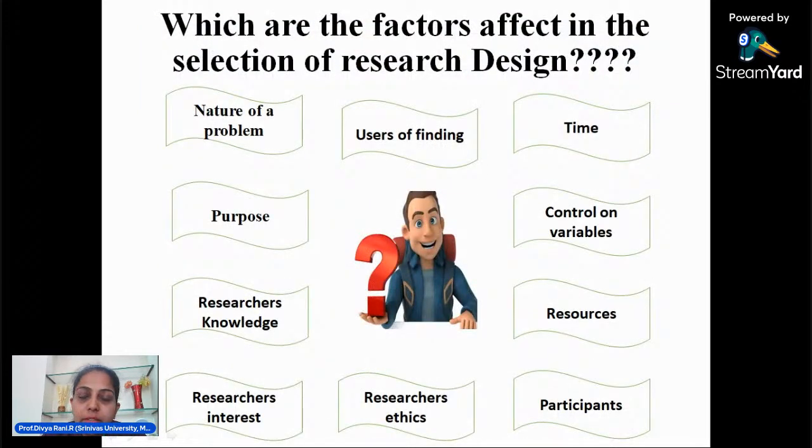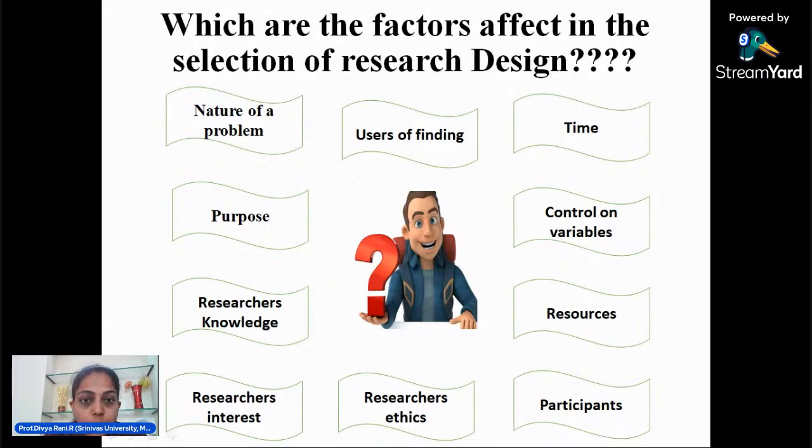Next is the factors affecting the selection of a research design. What are the factors which are essential in knowing that this particular research design has to be selected? First one is nature of the problem. That is the problem you are selecting. You should see that it is appropriate. Based on the problem, your research design will be decided.